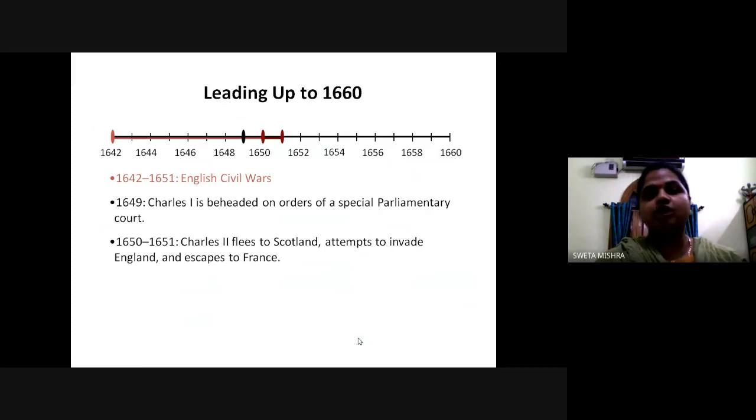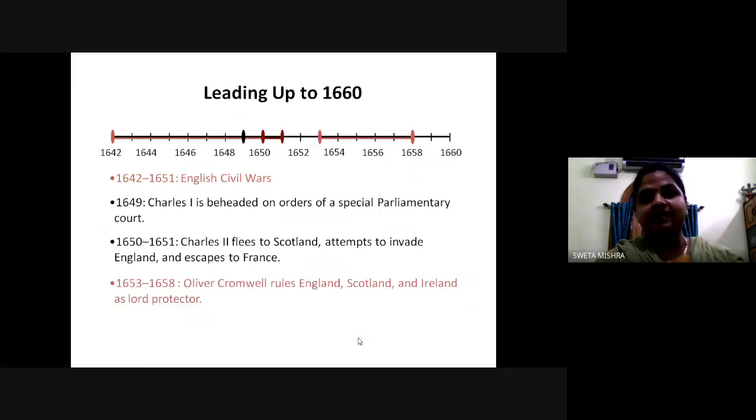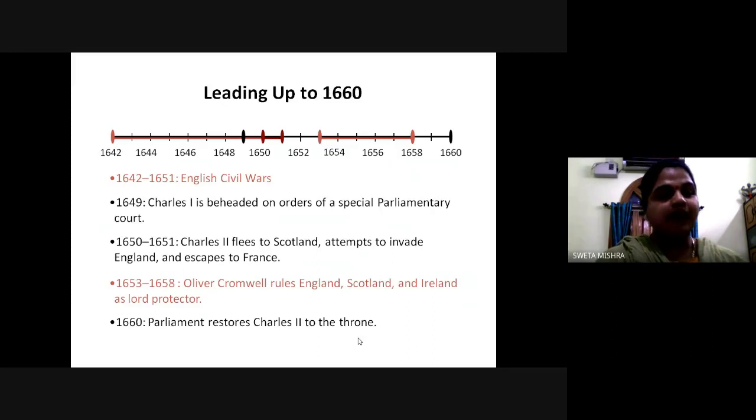Now I have tried to draw a timeline up to 1660. Why 1660? Because when we talk about the Restoration Age, it started from 1660. That is what we believe. Before coming to 1660, there were major events that took place, and we have to understand those first. From 1642 to 1651, the English Civil War took place.